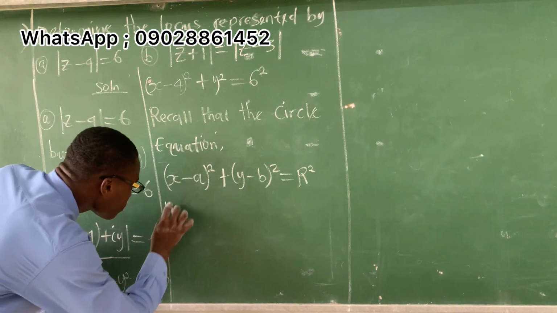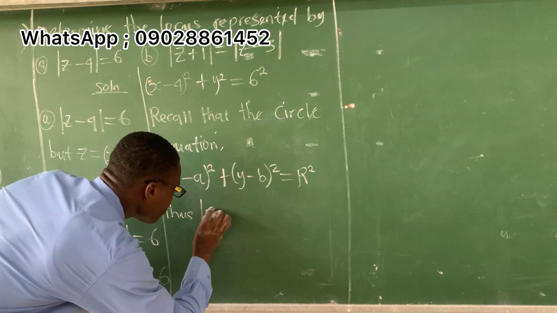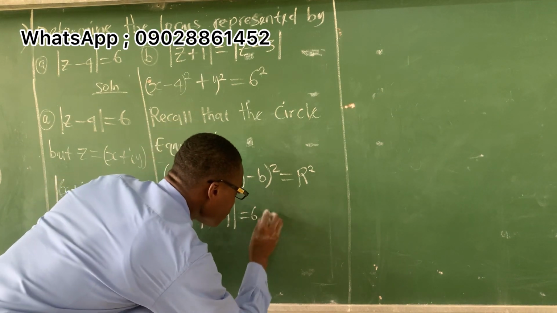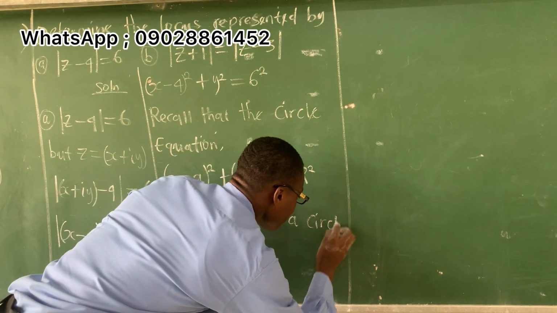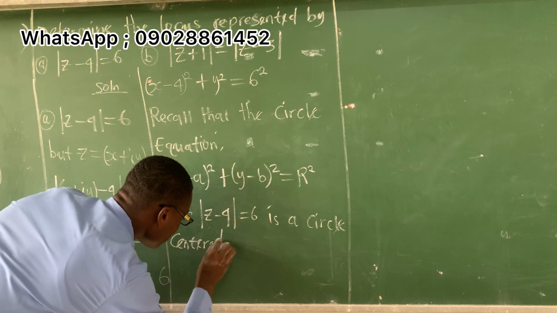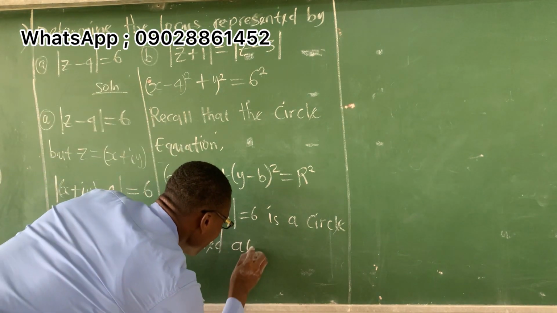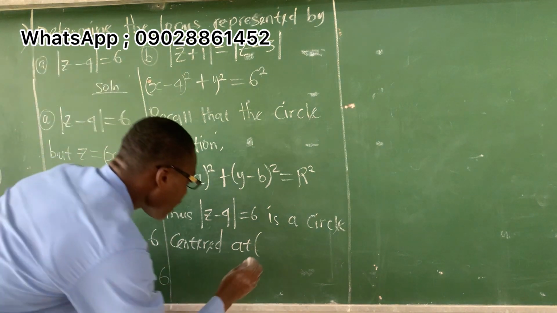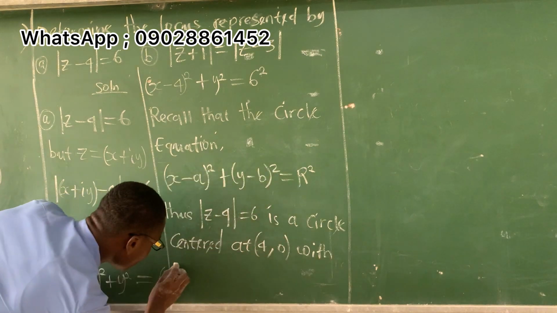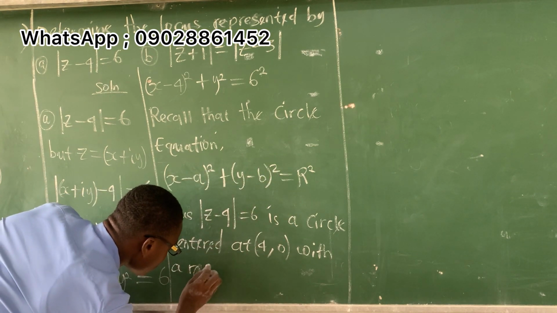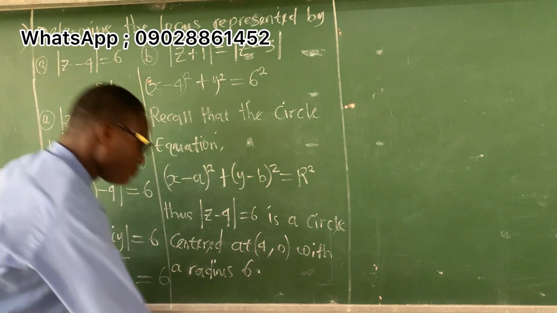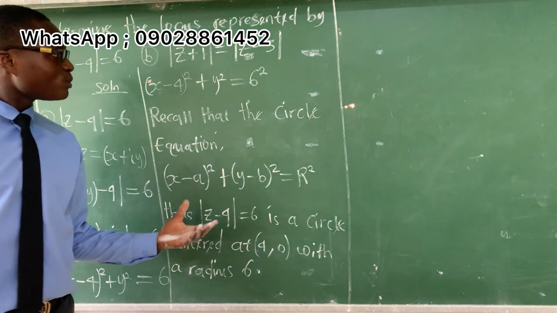So thus, the magnitude of z minus 4 equal to 6 is a circle centered at 4 and 0 with a radius 6. So we are going to move on to the next one.